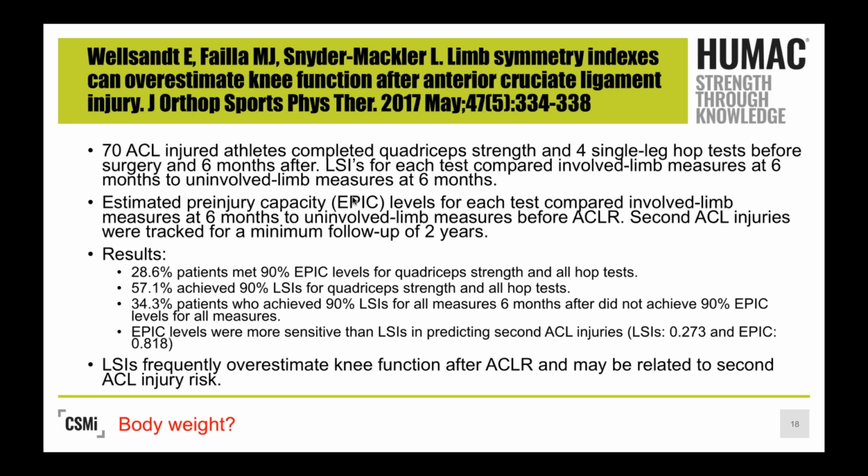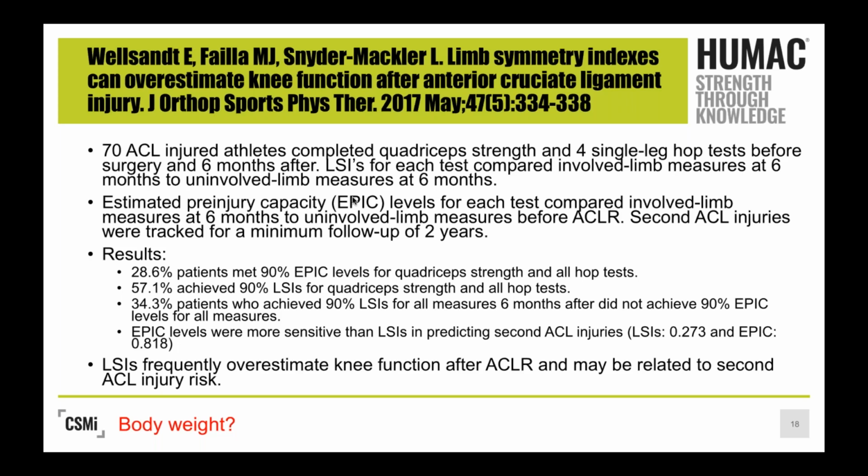Our next study was done by Wilson et al., and they looked at the use of LSIs, because the LSI, we'll find, has some cracks in its foundation. So they looked at LSIs for making their return to sport decision. They tested all their subjects' uninvolved quad and hop testing after their patients tore. So they tore their ACL, they let those symptoms kind of resolve, and then they tested the uninvolved isometric strength and their hop test. And then their subjects had their ACL reconstruction.